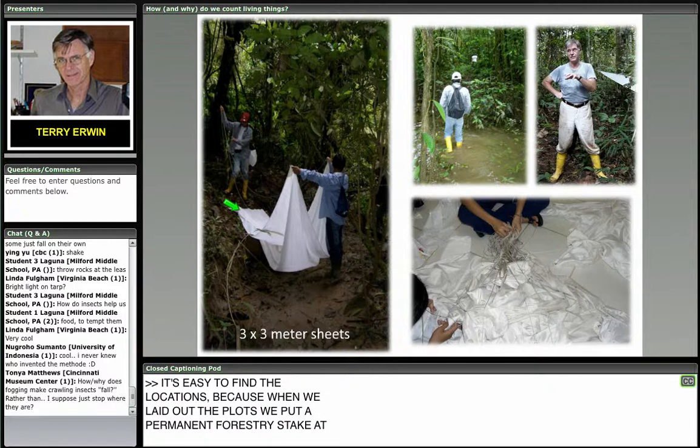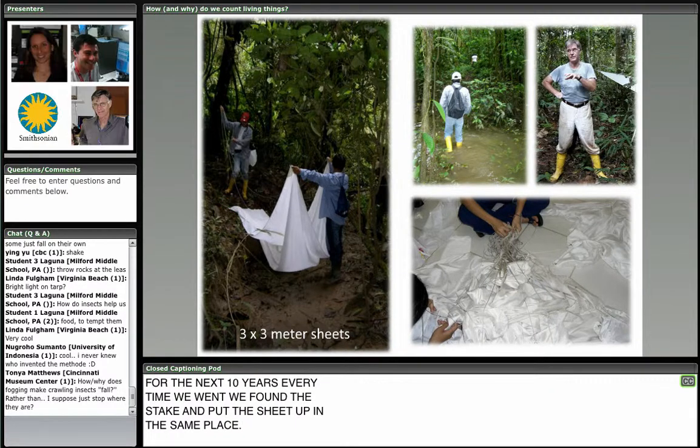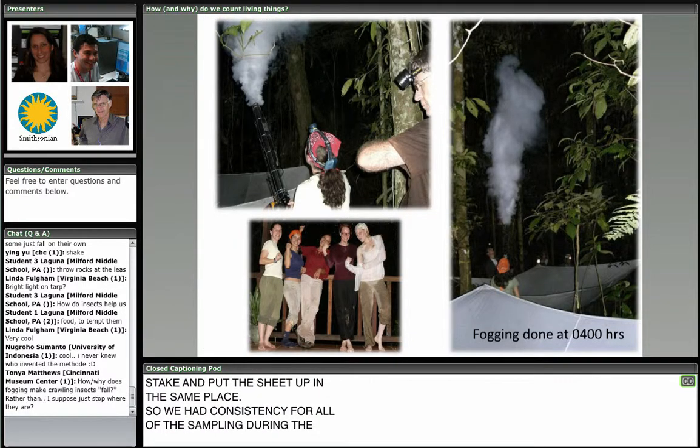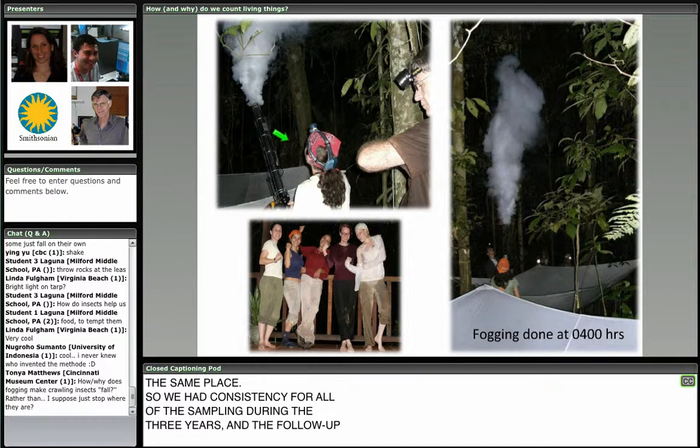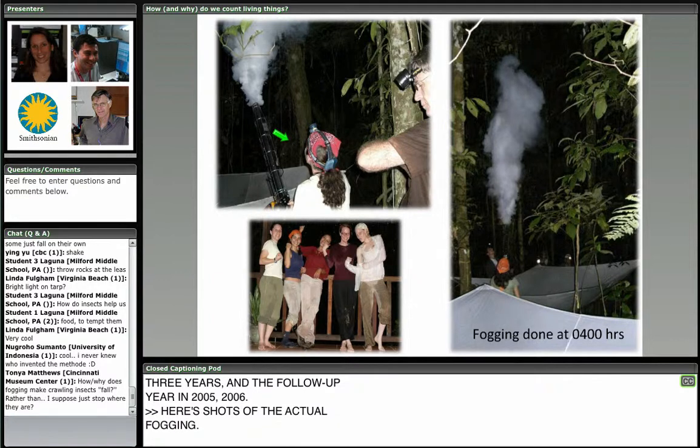So we had consistency through all of the sampling during the 3 intensive years, and then the follow-up year in 2005, 2006. So here's some shots of the actual fogging. This is me learning how to fog for the first time, and it's done at 4 in the morning. You want to explain why that is? Why he makes us get up at 3 o'clock in the morning so we can get out to the plot by 4?